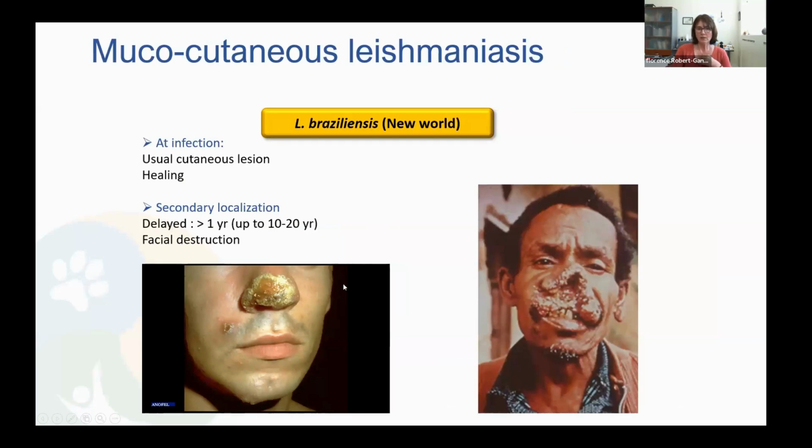Regarding mucocutaneous leishmaniasis, the localization is very frequently on the face, and it will usually occur some months or years after an initial infection, which has healed. The secondary localization, usually on the mouth or the nose, appears at a site distant from the initial site of infection with the bite of the sandfly. The problem is that it can lead to facial destruction if it is not treated, and the consequences are very terrible.